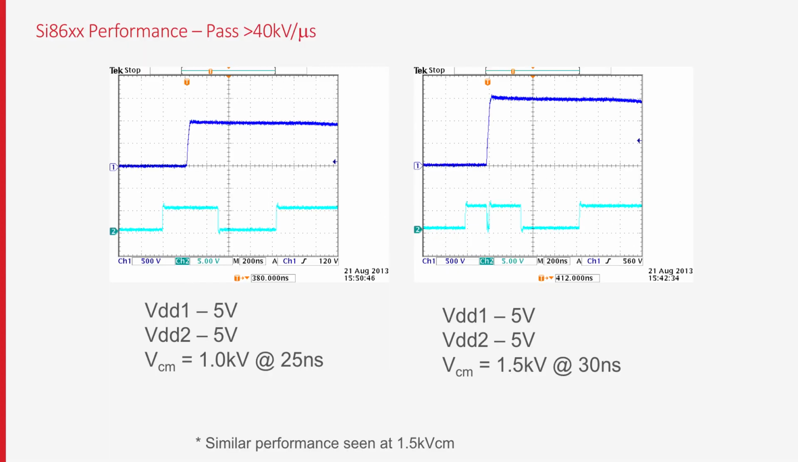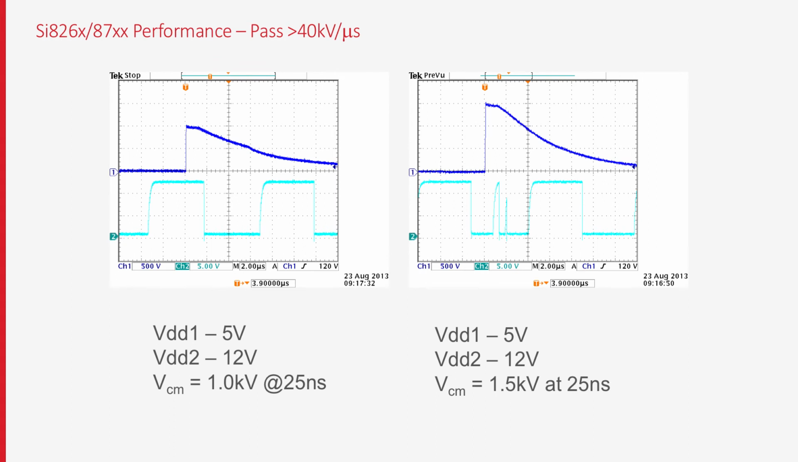To save time, we have taken data and illustrate the performance of Silicon Labs' SI86XX isolators here. As can be seen from the graphic on the left, the 86 demonstrated performance that passes greater than 40 kV per microsecond. To find the limit of the SI86XX's CMTI performance, we increased VCM to 1500 volts and started reducing the transient rise time. As illustrated in the graphic on the right, we noticed that CMT failure started to occur at about 43 kV per microsecond. This is far higher than the competitor's 5 kV per microsecond claim.